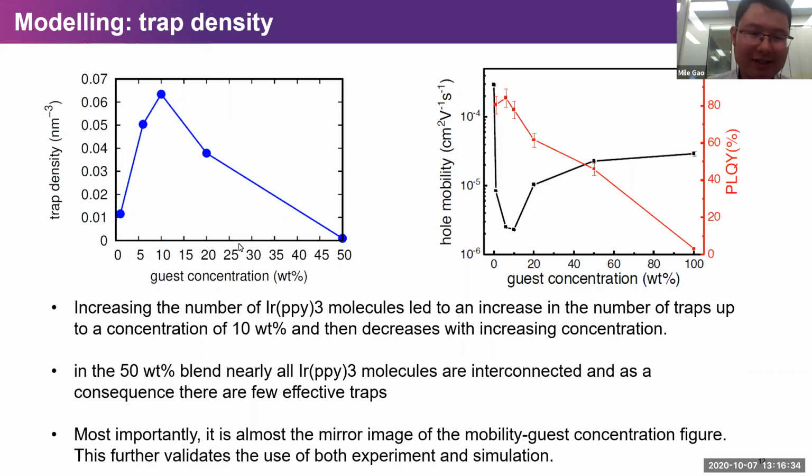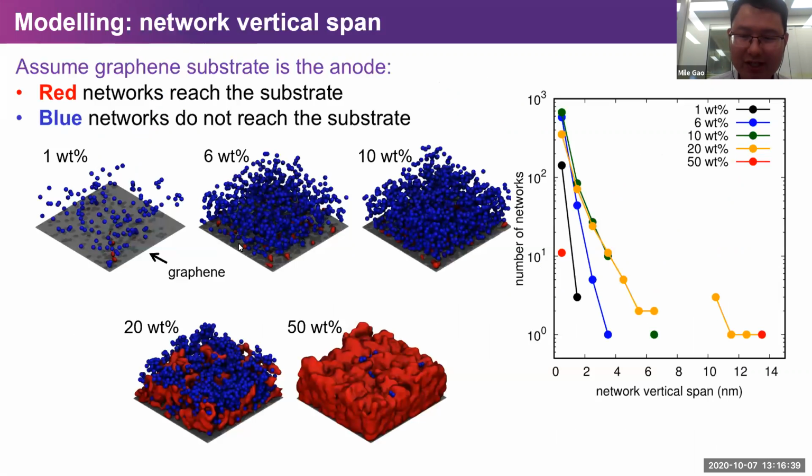But these are just the sizes of clusters. What will make it more efficient is how far the network or the cluster can connect. Here, the final aspect considered was the span of the networks of interconnected RP molecules in the direction perpendicular to the substrate, because it will be most efficient if the network can connect the layers under it and on top of it, so that it will form a perfect charge transport tunnel.